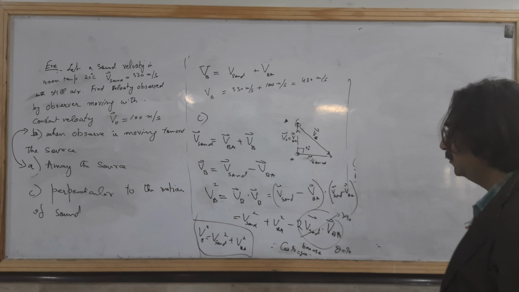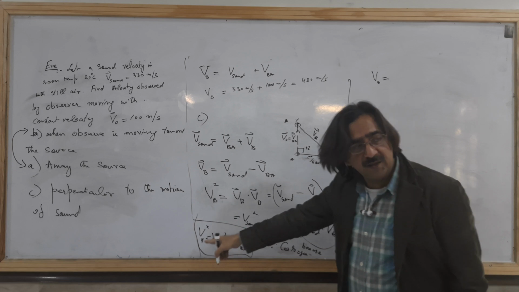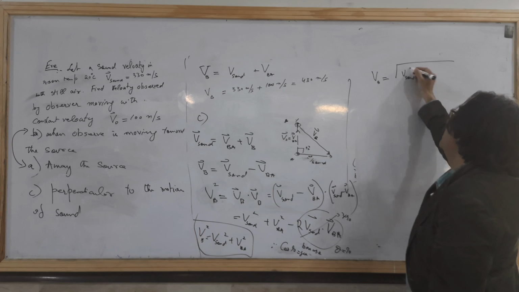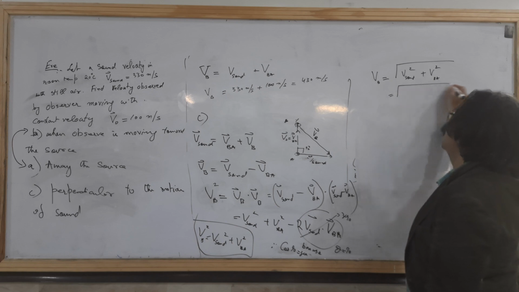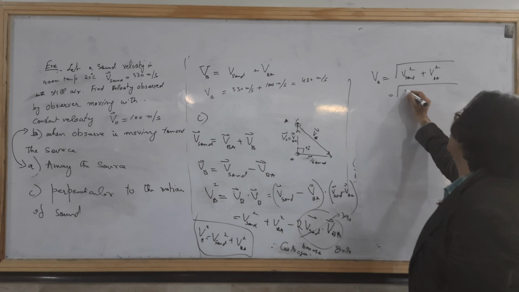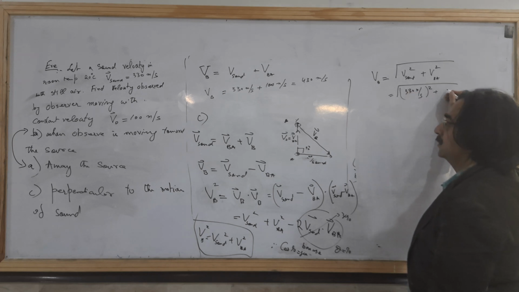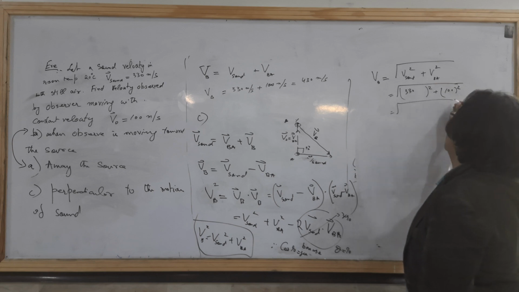Yes, what will be the VB? So VB will be equal to the square root of V sound squared plus VBA squared. V sound is 330 meters per second, plus 100 squared. Okay, so you will get the result.